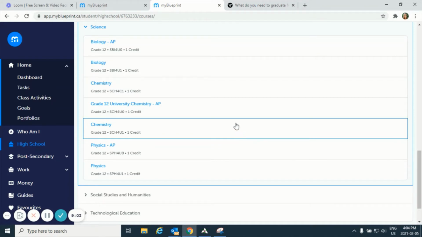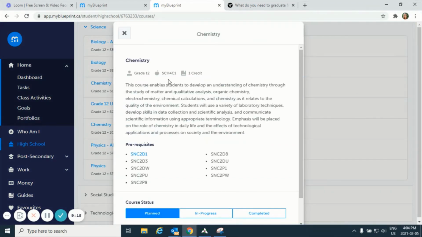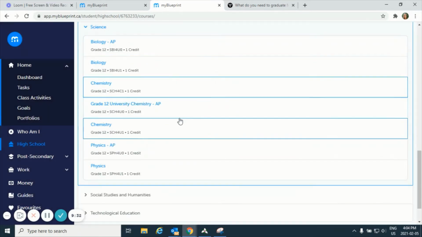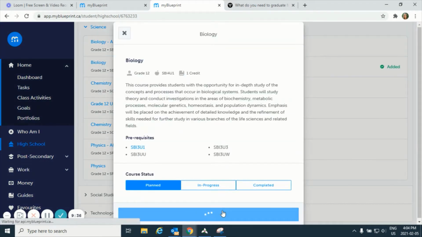If you're heading into a health or science-related field at college, you might be interested in choosing the grade 12 college chemistry. To be eligible to take grade 12 college chemistry, you would need to have grade 10 academic science or the grade 10 applied science. So just keep that in mind to those students that are headed to college. Let's get back to my biology. I'm going to add it to my plan.